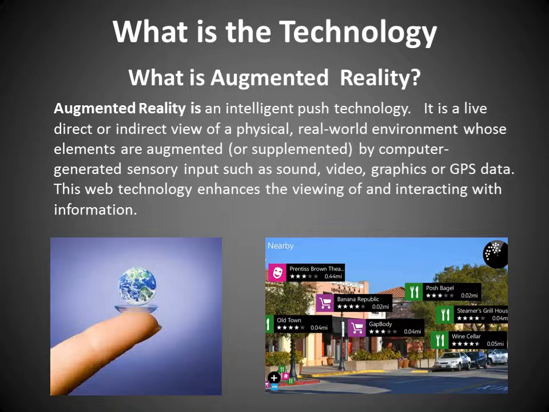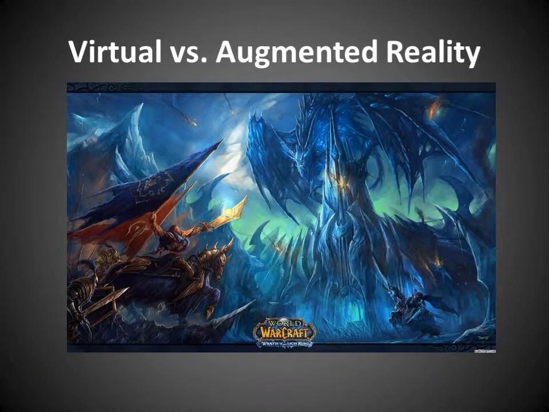It is related more to a general concept called mediated reality, in which a view of reality is modified by a computer. As a result, the technology functions by enhancing one's current perception of reality. This means that the web technology enhances the viewing of and interacting with information. Augmented reality is different from virtual reality in that virtual reality replaces the real world with a simulated one.